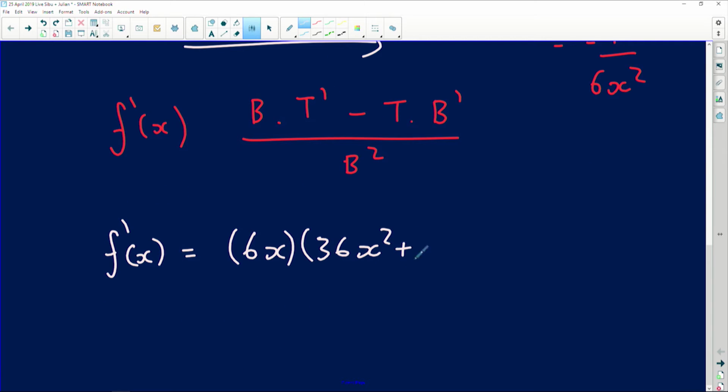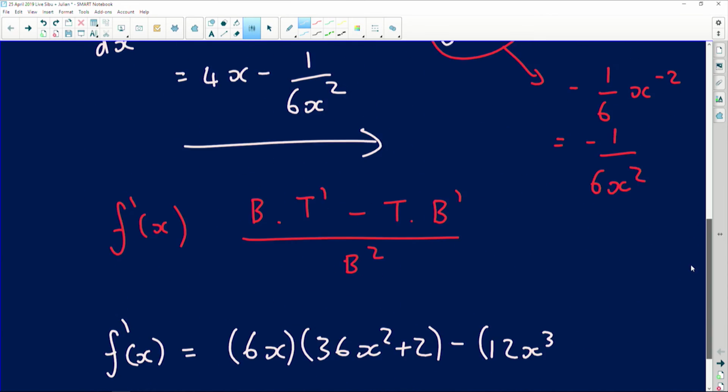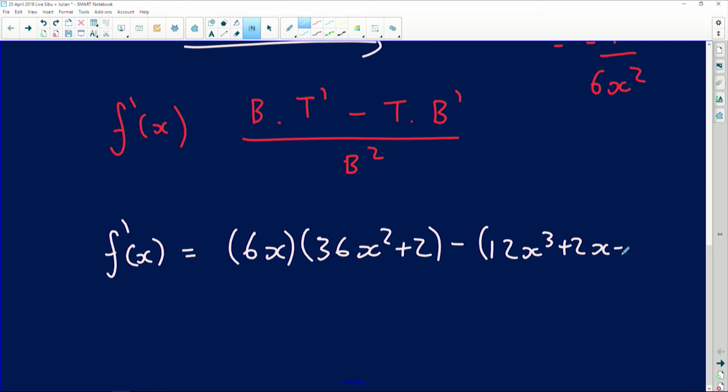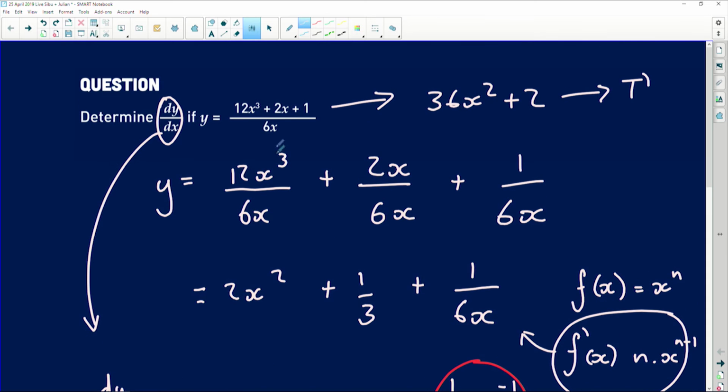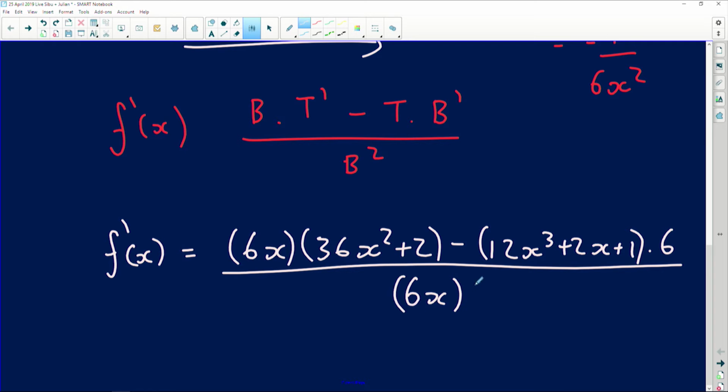And we're going to subtract that which was at the top. It's 12x cubed if I remember correctly. It's 12x cubed plus 2x plus 1. And that's going to be multiplied by the derivative of the bottom. And the bottom was just 6x. Yes, the bottom over there is 6x. So the derivative of the bottom is just going to be equal to 6. So we're going to plug that in. And we're going to divide this by the bottom squared. So that's going to be 6x all squared.